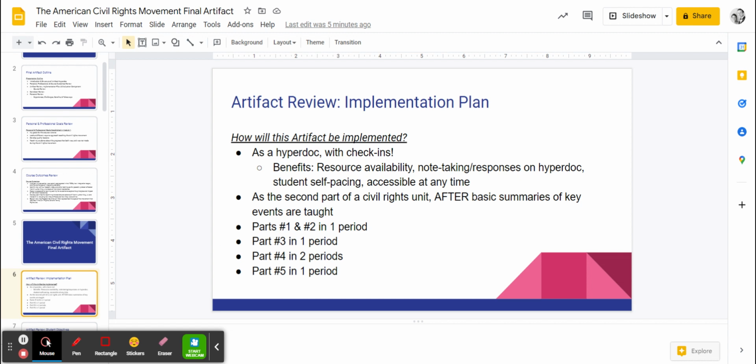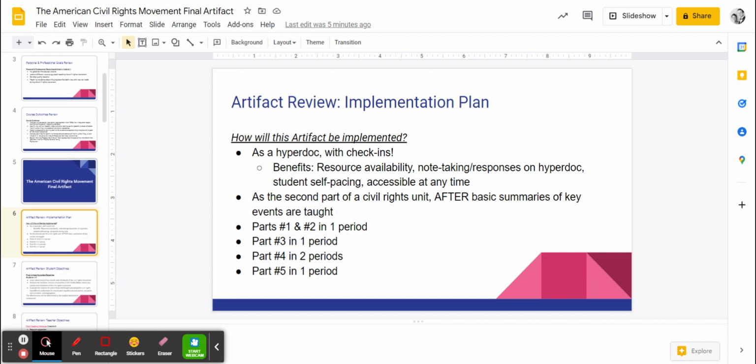So parts 1 and 2 would be taught in one period, and I'll take you through those in a minute. Part 3 would probably be taught in one period. Part 4 would probably take 2 periods, and part 5 would probably take a period. Like I said, this would probably take about a week, but it could be longer. I definitely don't think it would be shorter than a week.